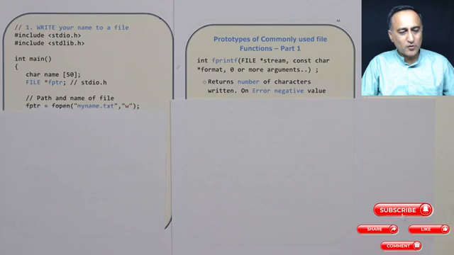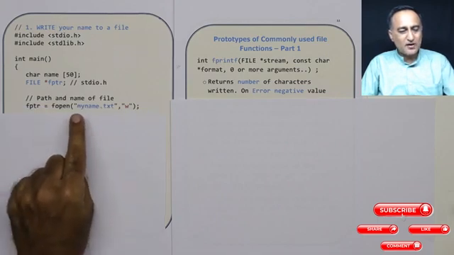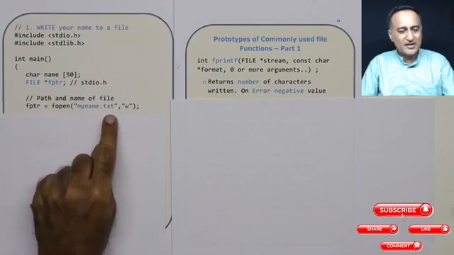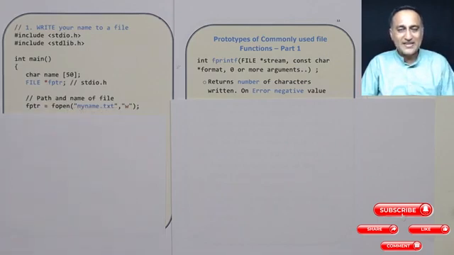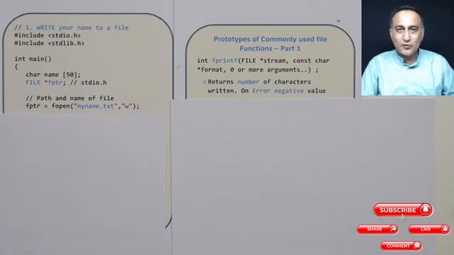So first thing what I am going to do here is I am going to say fptr is assigned fopen, file is myname.txt. Whatever is within the double quote is the name of the file. I am saying w because I have to write my name onto the disk. If I am reading it, it will be r.